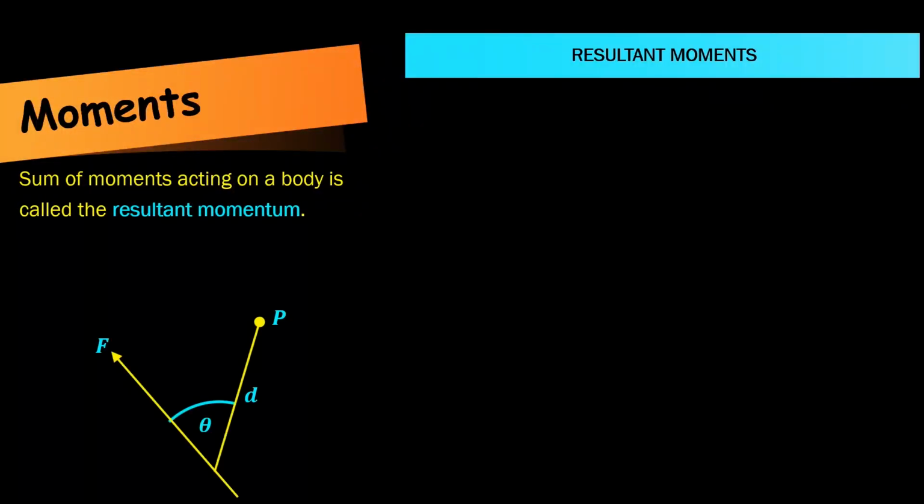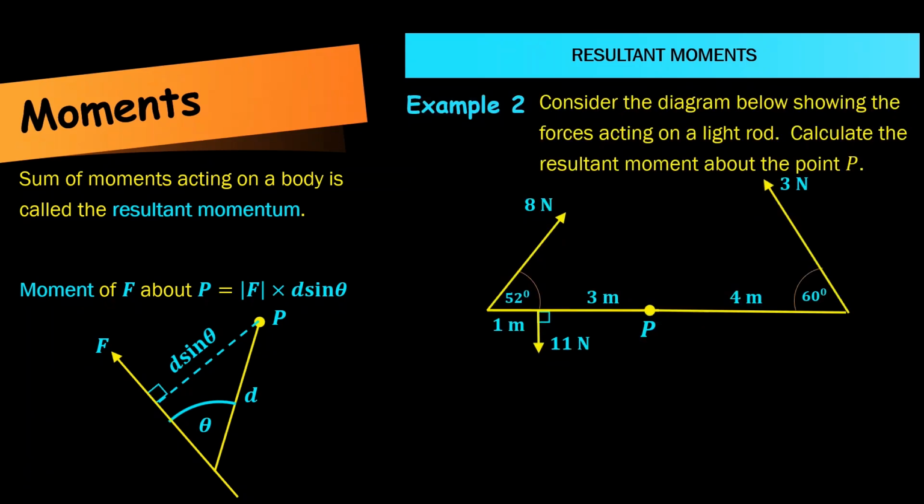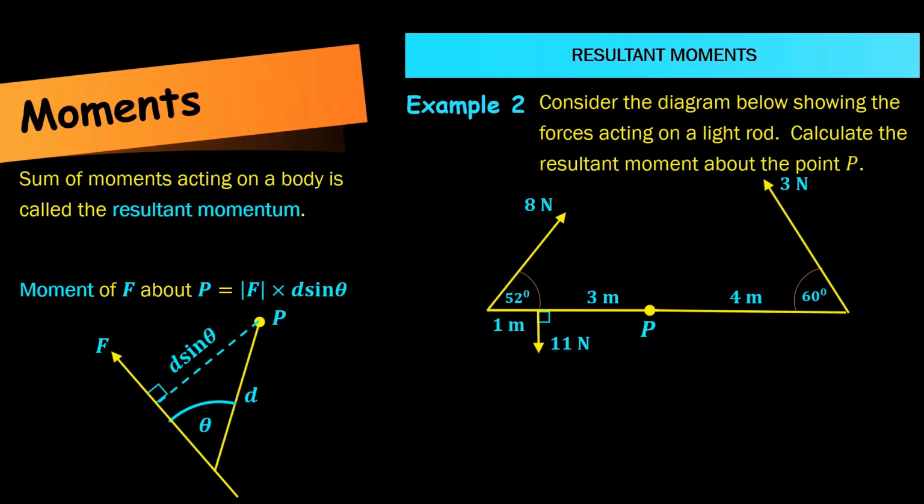Recall that when the distance is not perpendicular, as shown in the diagram, we are required to find the perpendicular distance. And this distance is equal to d sine theta. Recall that the moment of F about the point P equals mod F times d sine theta. Let's now apply this formula and the concept of resultant moment to the next example. Consider the diagram shown on your screen, showing the forces acting on a light rod. Calculate the resultant moment about the point P.